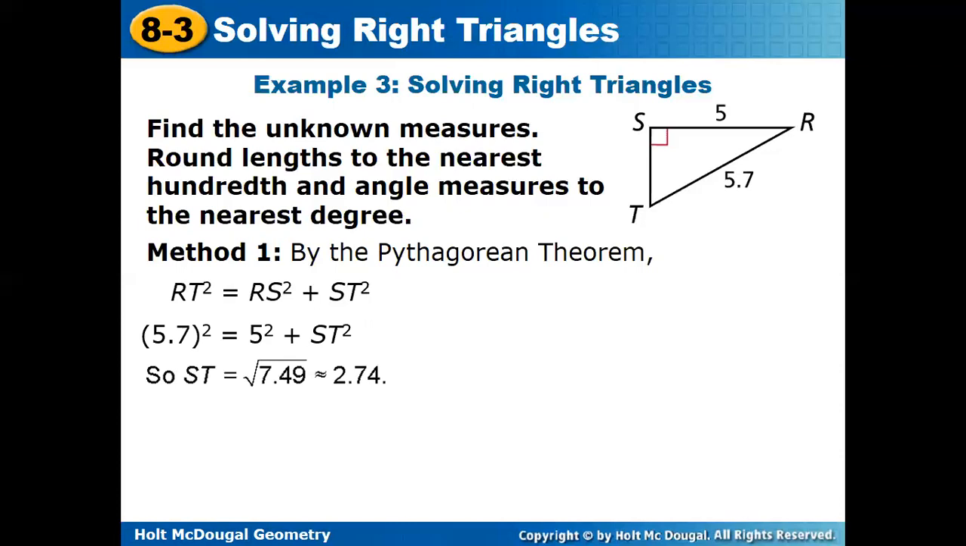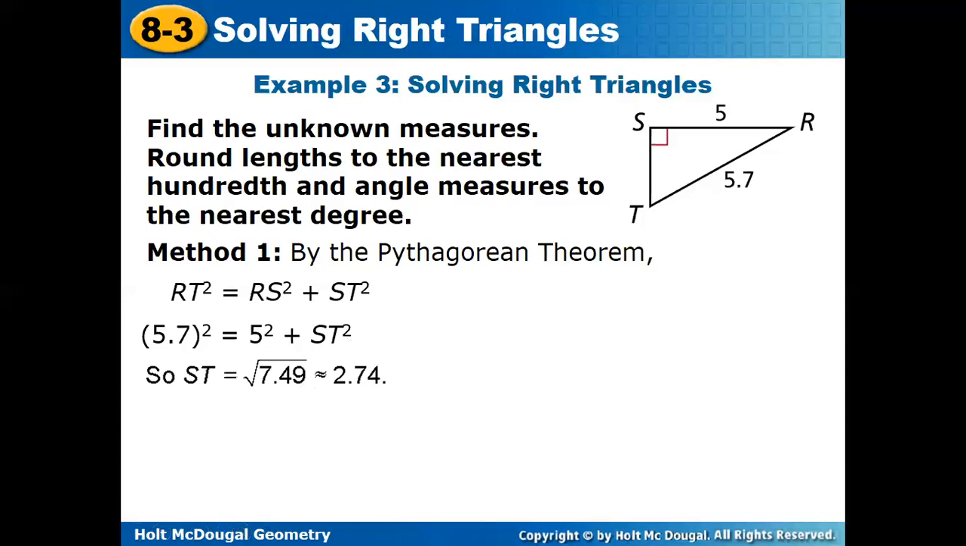We can subtract directly using our calculator: ST squared, which is like X squared, equals 5.7 squared minus 5 power 2, which is 7.49. Then to find the length of ST without this power 2, we will use the positive square root. Ask yourself why in this question we use only the positive square root.